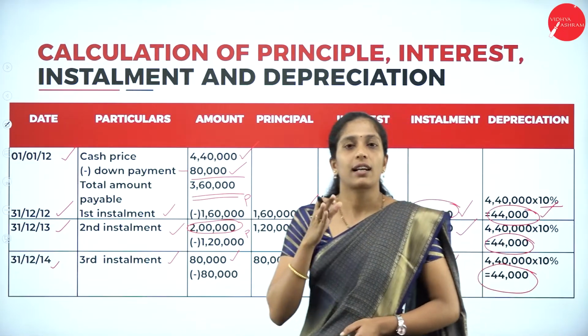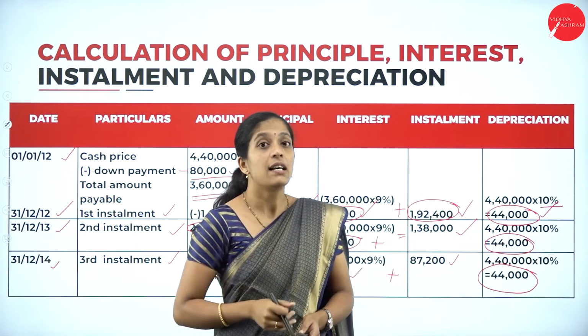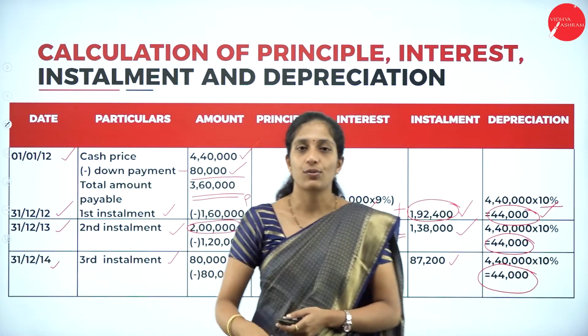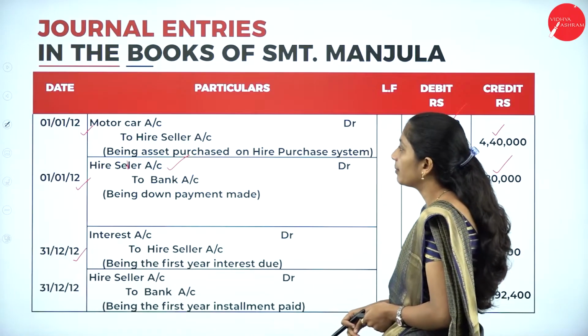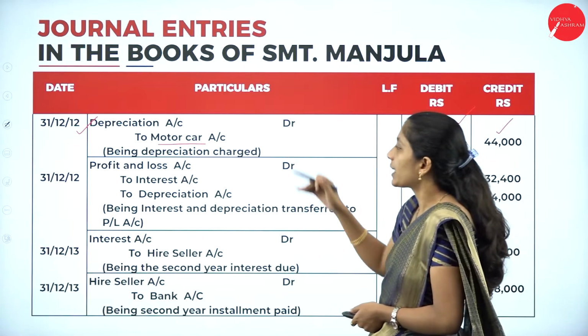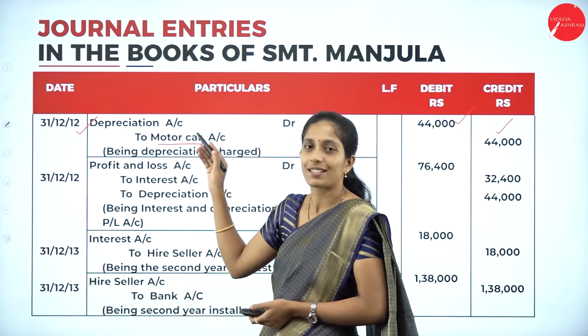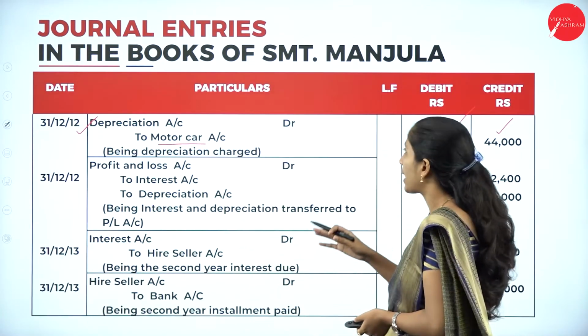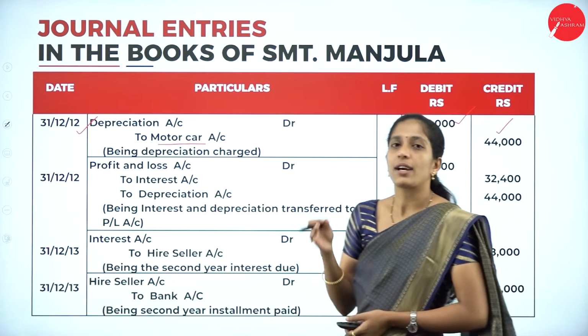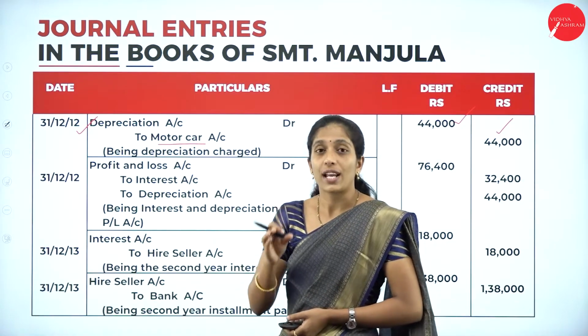We have calculated depreciation of 10% under the straight line method. So what is the depreciation? 44,000. Record that amount. Now we are done with recording the entry for depreciation. That is depreciation account debit to motor car account, and the amount is 44,000.